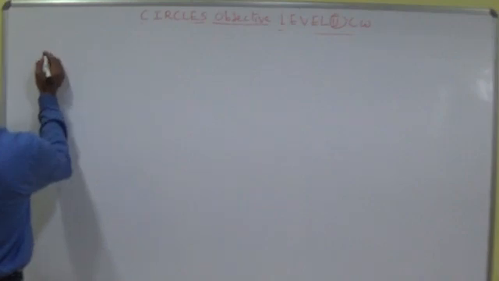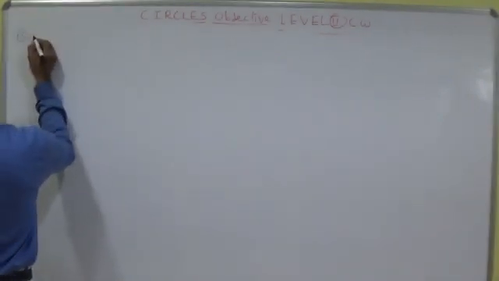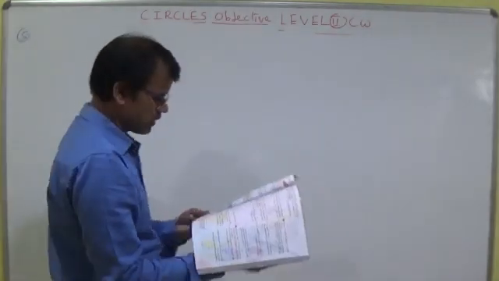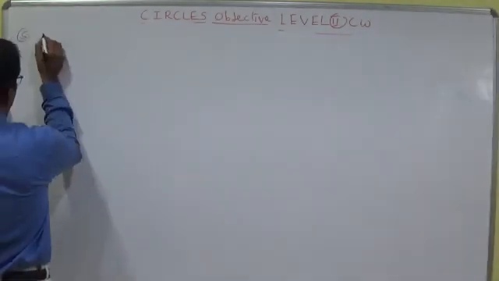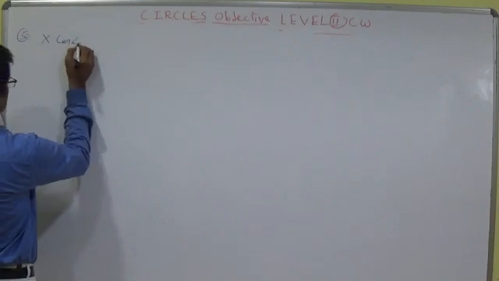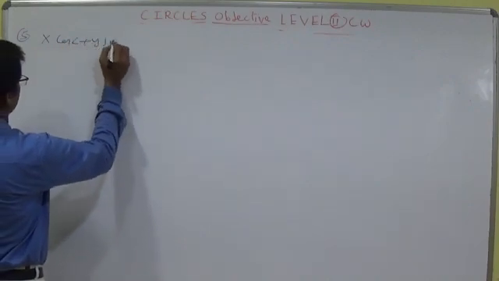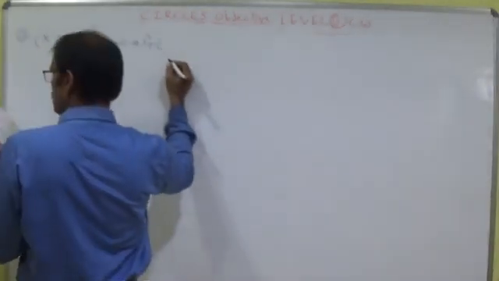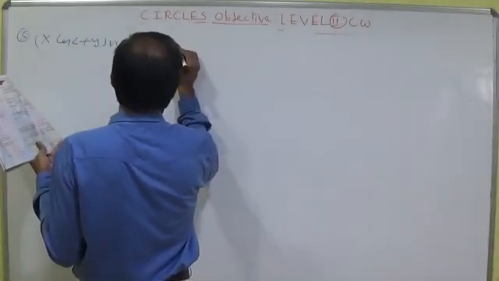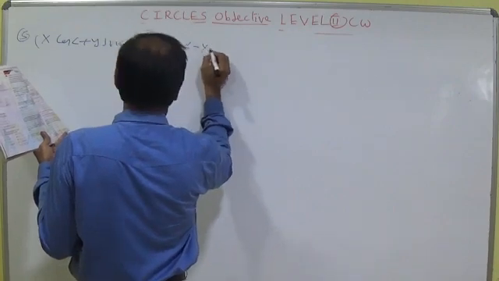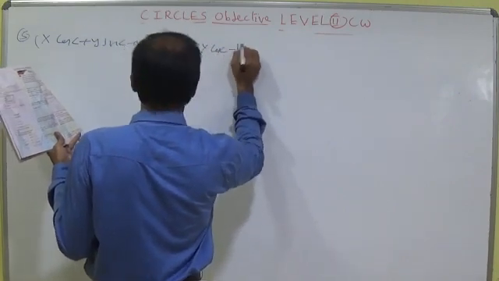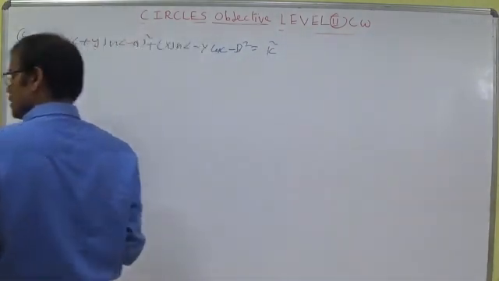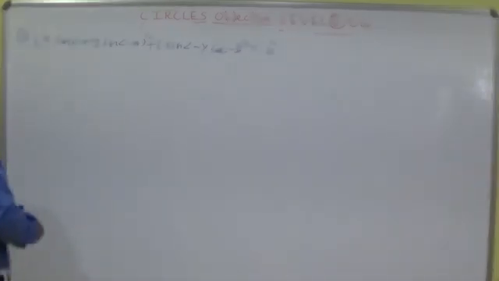Fifth question, the locus of center of circles. The locus of center of circle (x cos alpha + y sin alpha - a)² + (x sin alpha - y cos alpha - b)² = k² is the locus of center of circle.